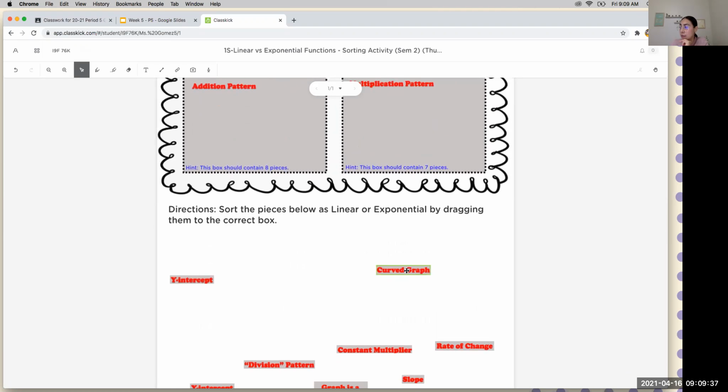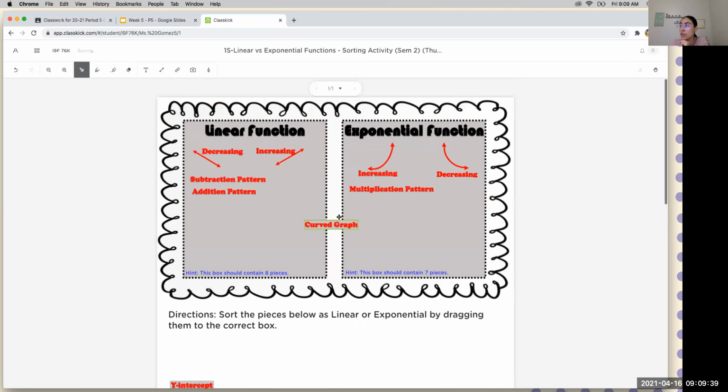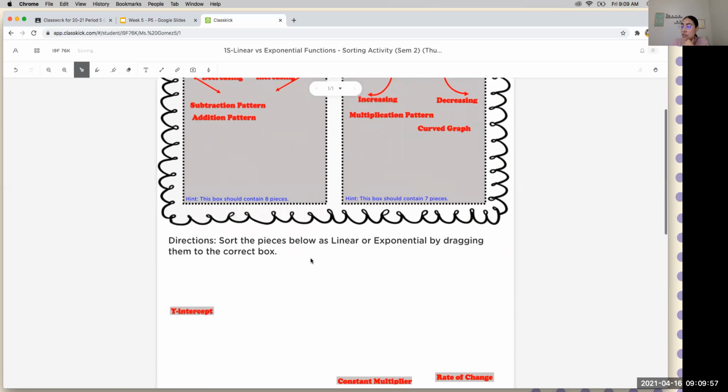All right, what about this one here? A curved graph, a graph that has a curve. Thumbs up linear, clap exponential. Good job, you guys. All right, curved graph is exponential. All of these are curves here, so that curved graph should be exponential.